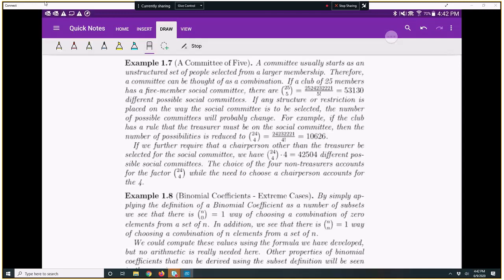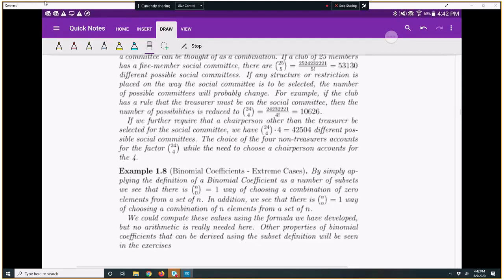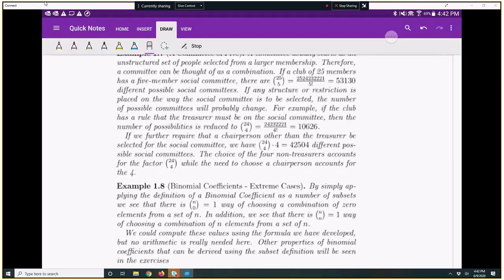For example, if the club has a rule that the treasurer of the club must be on the social committee, then the number of possibilities is reduced to, instead of 25 choose 5, 24 choose 4. Why? Well, because we've already chosen one. There's one treasurer. We just go ahead and say that person's automatically on the committee. So then we have 24 other people to choose from, and we need to choose 4 more people.